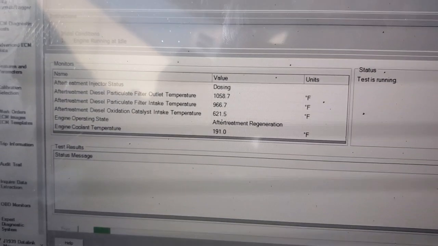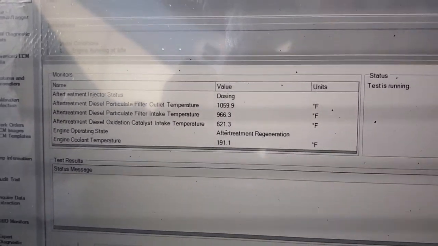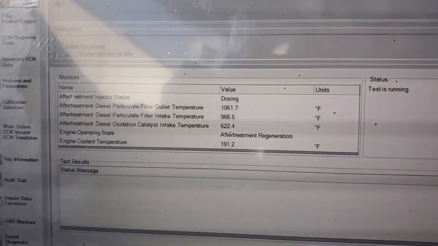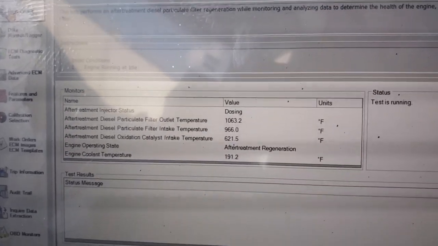But this one we had excessive soot. We dropped the filters, cleaned it, and put everything back together, made sure there were no leaks. Now I'm running a regen. And as we can see here, yeah, we do have an inefficient DOC.